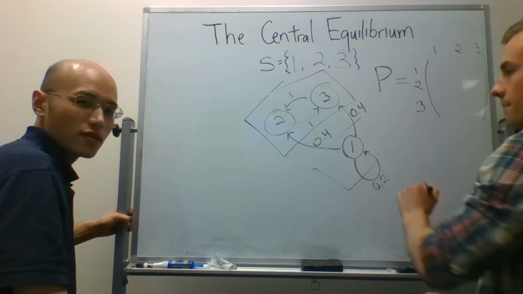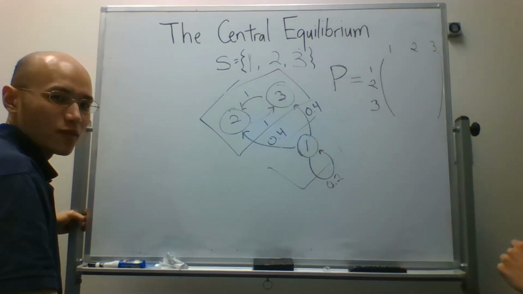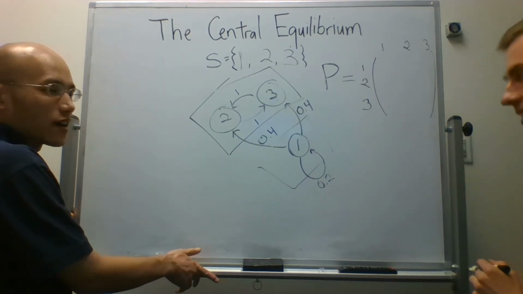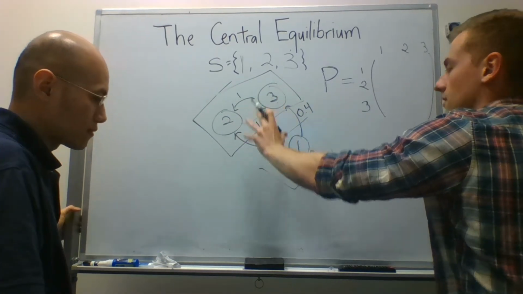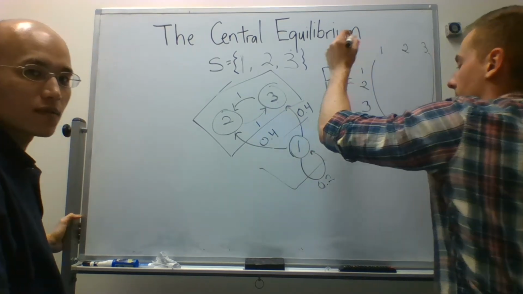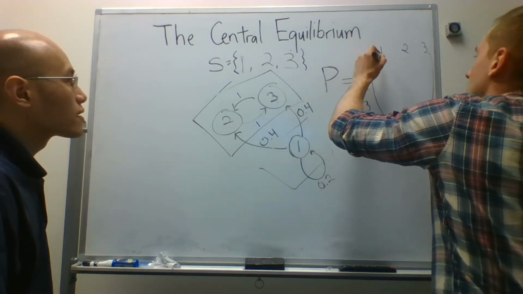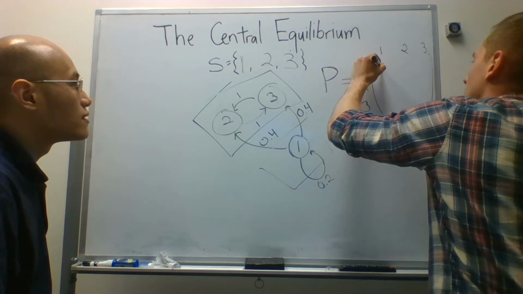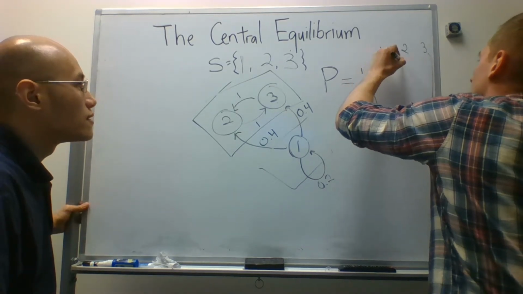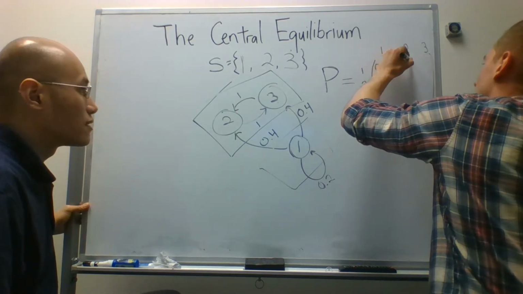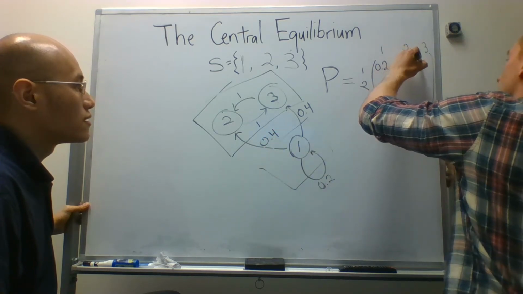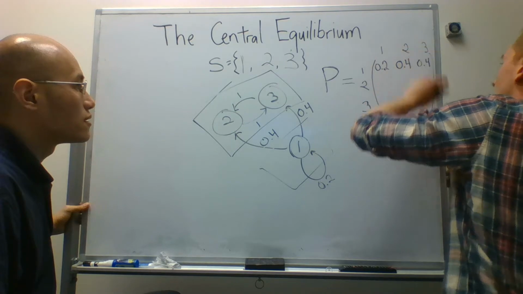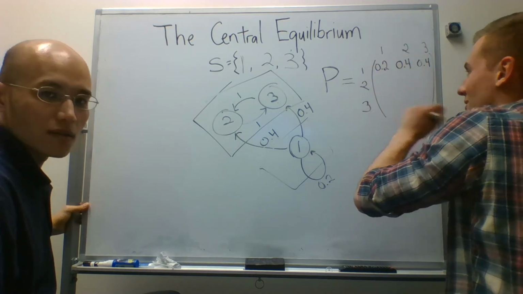I'm just going to pull this a little bit this way so that there's more room. So we'll write out the system we've drawn here. The probability of going to 1 from 1 is 0.2, to 2 from 1 is 0.4, that's this one right here. And to 3 from 1, we don't even need to look at the diagram because we know it has to sum to 1, so it's 0.4.